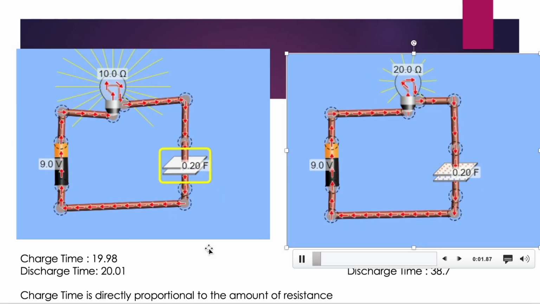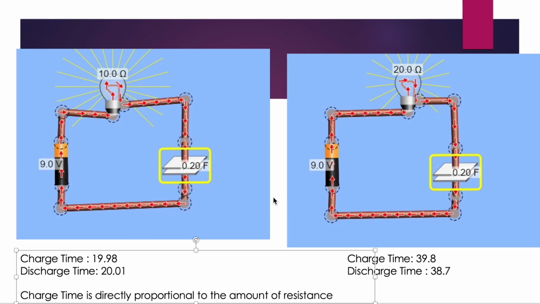Based on this, the charge time for the 10 ohm bulb is 20 seconds, and the discharge time is almost the same at 20 seconds. And for the 20 ohm bulb, these are almost doubled, though slightly less. But this shows that they're directly proportional to the amount of resistance.